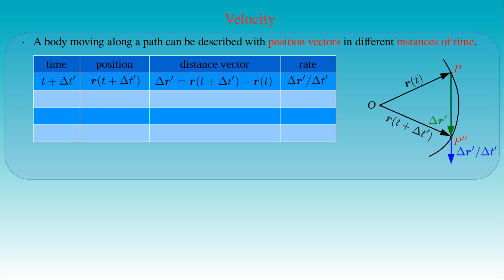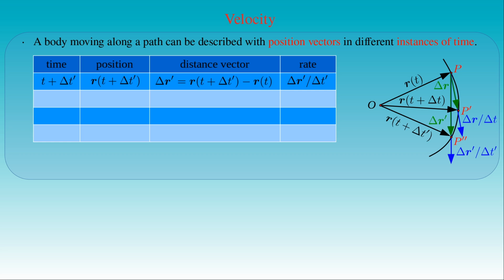Let us choose another point P prime on the curve between P and P double prime. Now the position vector pointing to the point P prime is given by r(t plus delta t), where the difference delta t is less than delta t prime. The new difference vector pointing from the point P to P prime is labeled with delta r. The ratio delta r divided by delta t is also depicted in the figure.